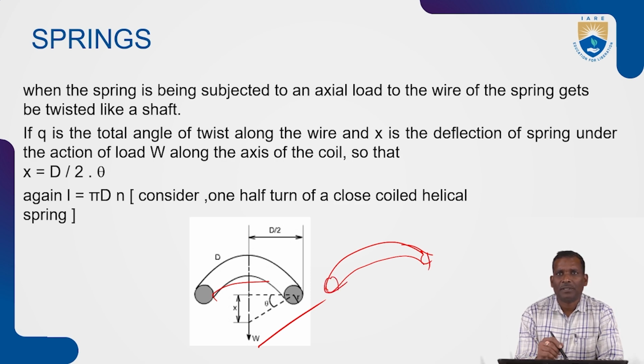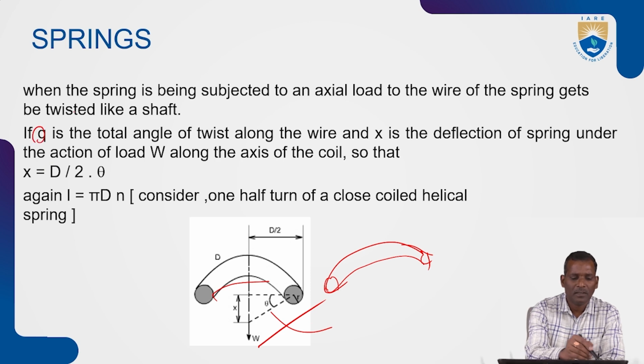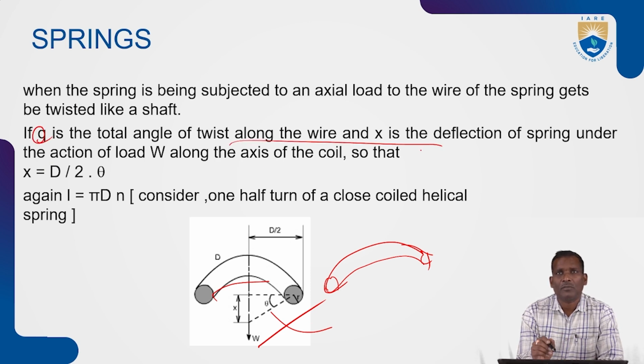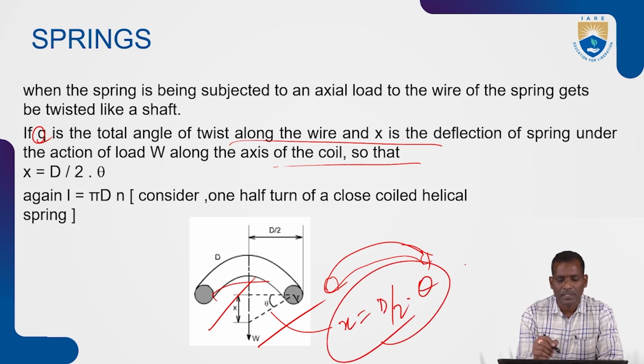So like a shaft. Theta is the total angle of the twist along the wire, and x is the deflection, how much it is deflected, of the spring under the action of load W and along the axis of the coil. So the deflection x is equal to d by 2 multiplied with the angle of twist theta. So distance and then angle.